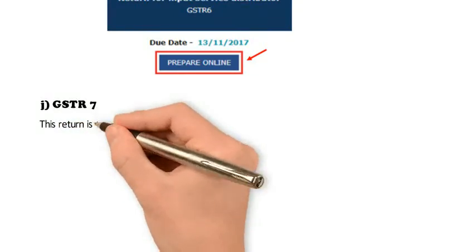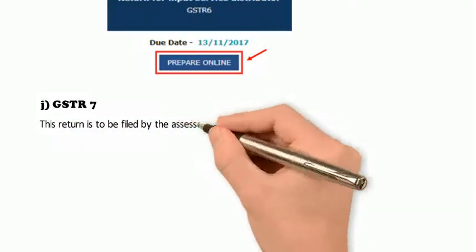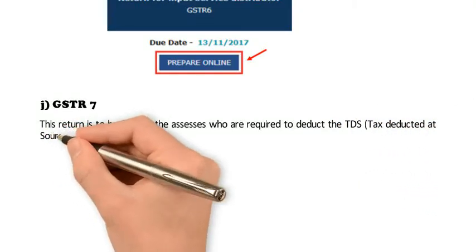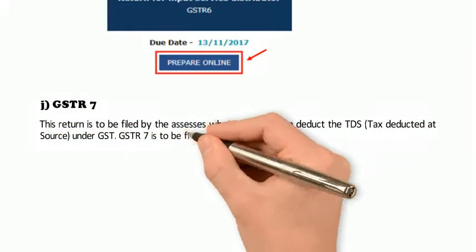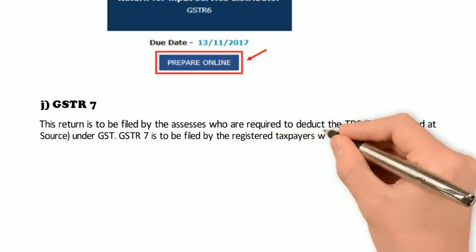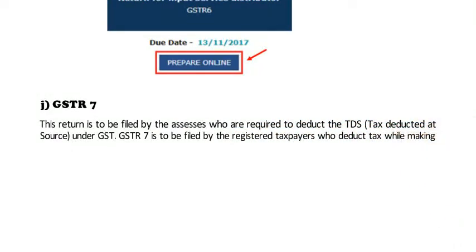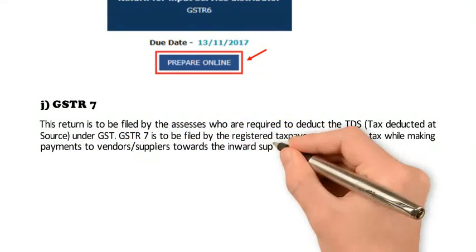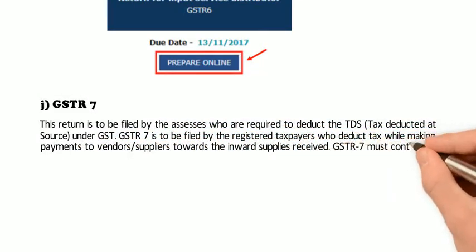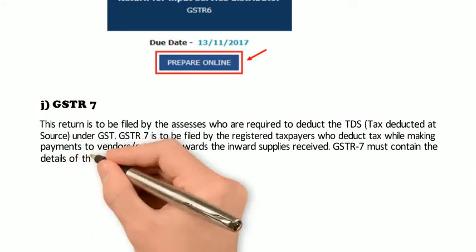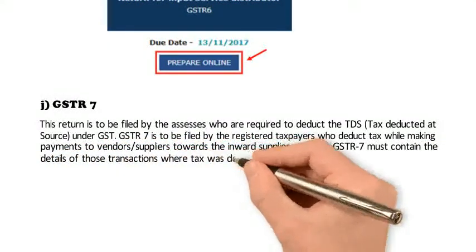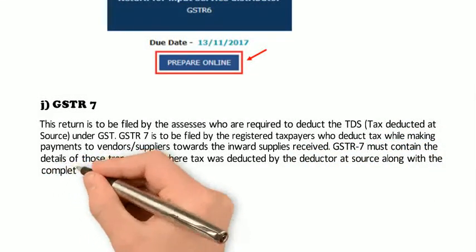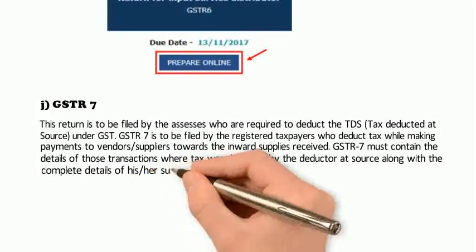GSTR 7. This return is to be filed by the assessees who are required to deduct TDS, tax deducted at source, under GST. GSTR 7 is to be filed by the registered taxpayers who deduct tax while making payments to vendor suppliers towards the inward supplies received. GSTR 7 must contain the details of those transactions where tax was deducted by the deductor at source along with the complete details of his or her suppliers.